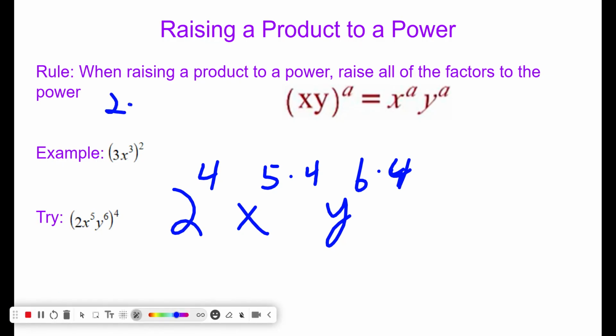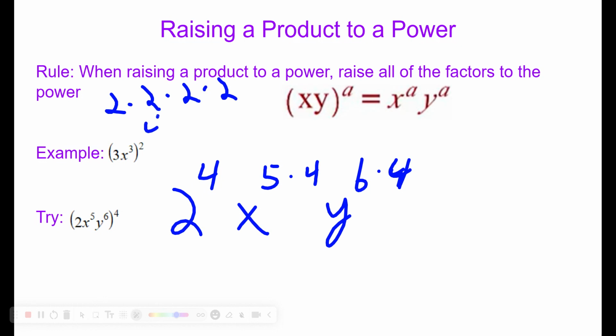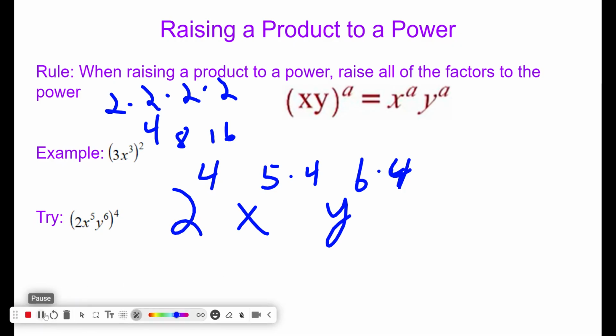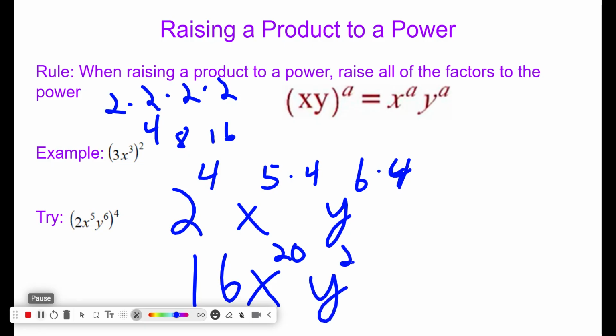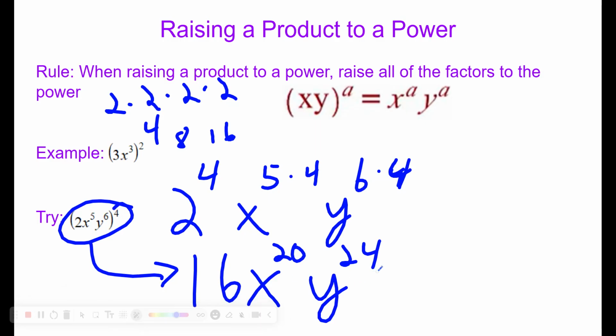2 to the fourth power is 2 times 2 times 2 times 2. 2 times 2 is 4. 4 times 2 is 8. 8 times 2 is 16. So simplified, that would be 16. x to the 5 times 4th power is going to be x to the 20th power, and y to the 24th power. So this simplifies to 16x to the 20th power, y to the 24th power.